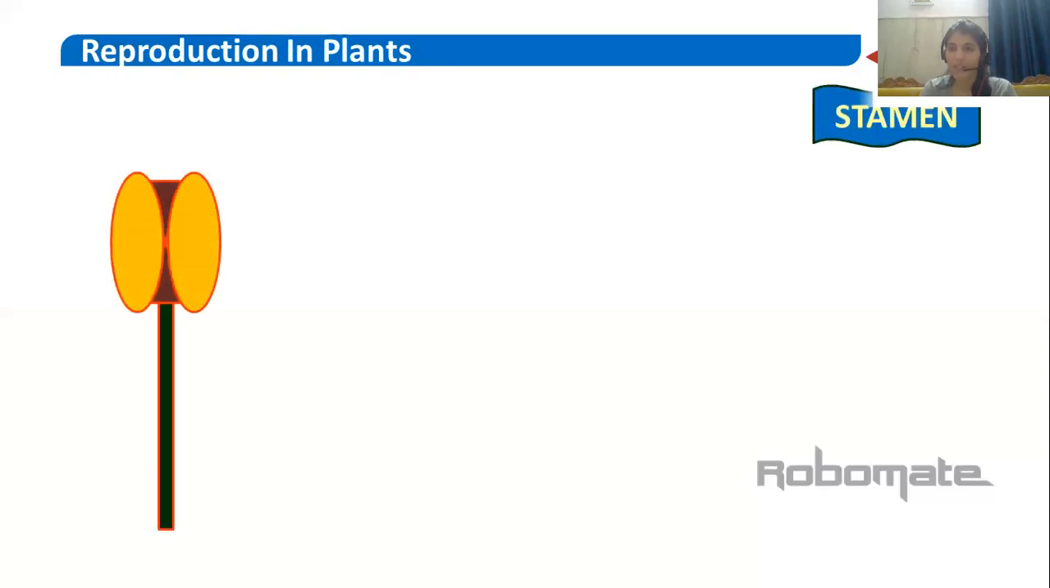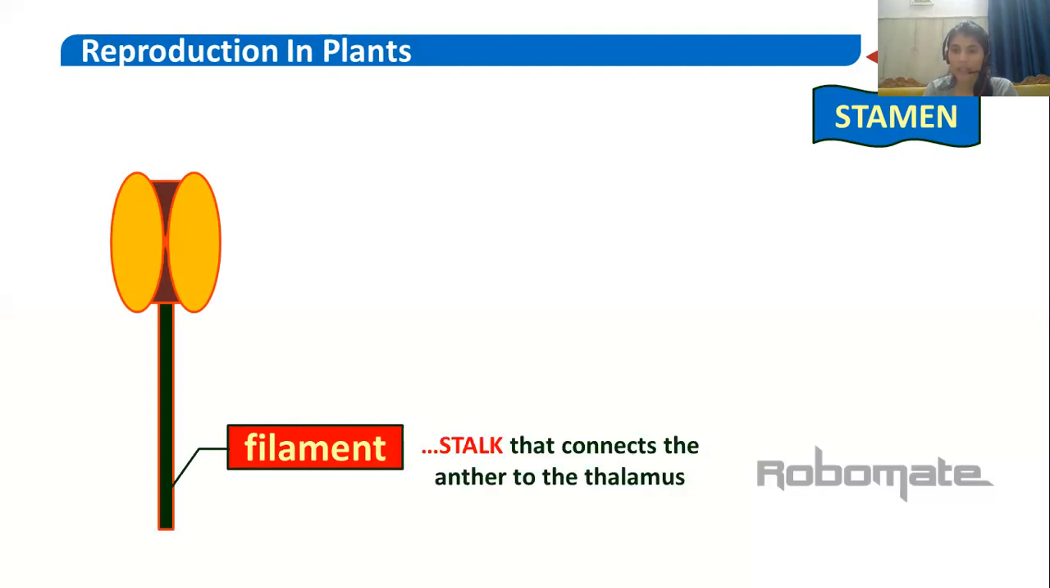See, this is the stamen, and a stamen typically contains three structures. The first structure is the filament. This filament is a long thin tubule-like structure, and we can also call it stalk, as it connects the anther to the thalamus. What we are studying is the structure of anther, and it contains three parts, and the first part is filament, which we can also call stalk.